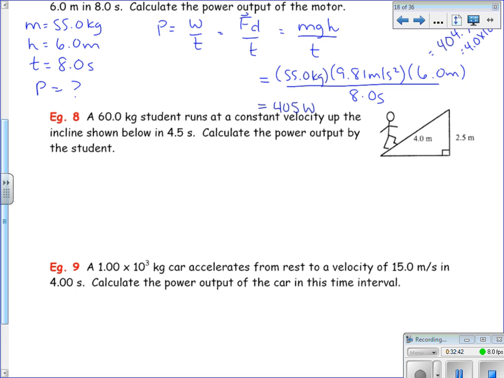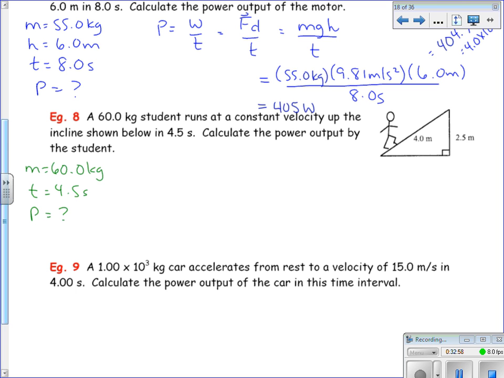Okay, so similar situation here. A 60 kilogram student runs at a constant velocity up the incline shown below, and that takes a time of 4.5 seconds. We want to calculate the power output of the student.